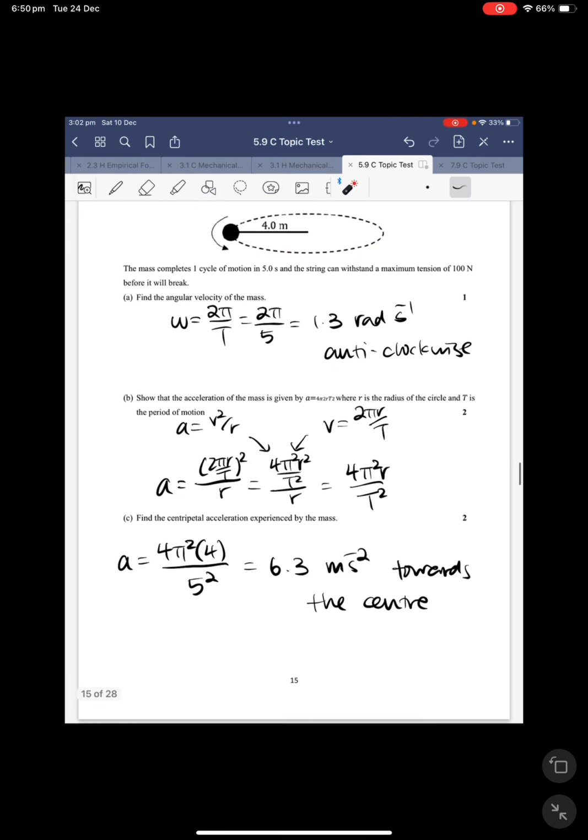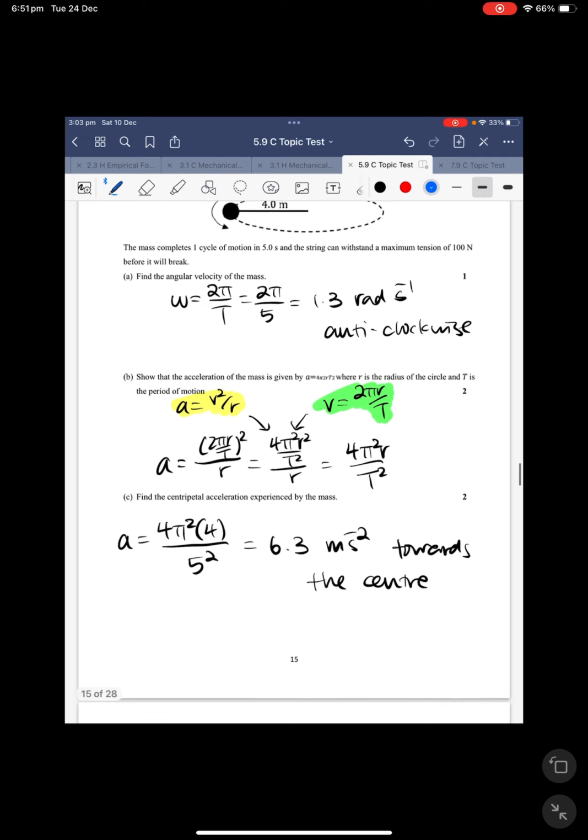Part B, we want to show that the acceleration of the mass is given by a equals 4 pi squared r on T squared, where r is the radius and T is the period of motion. Here, all we need to do is just combine these two formulas. So we're going to combine a equals v squared on r, that's our centripetal acceleration, and v equals 2 pi r on T. And we can then substitute 2 pi r on T for v in our centripetal acceleration equation. Simplify the algebra and you should get 4 pi squared r on T squared as required.